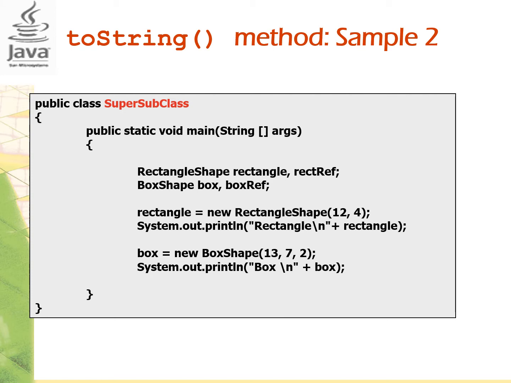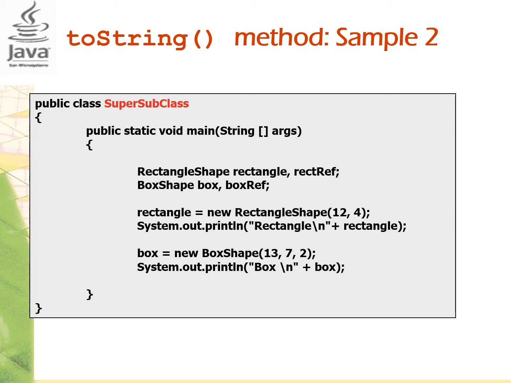The type is box shape, and then rectangle is pointing to a new rectangle shape object, passing in the values 12 and 4. Then it says System.out.println rectangle plus rectangle. So you simply call rectangle like that, without putting the toString. Okay, that is allowed.